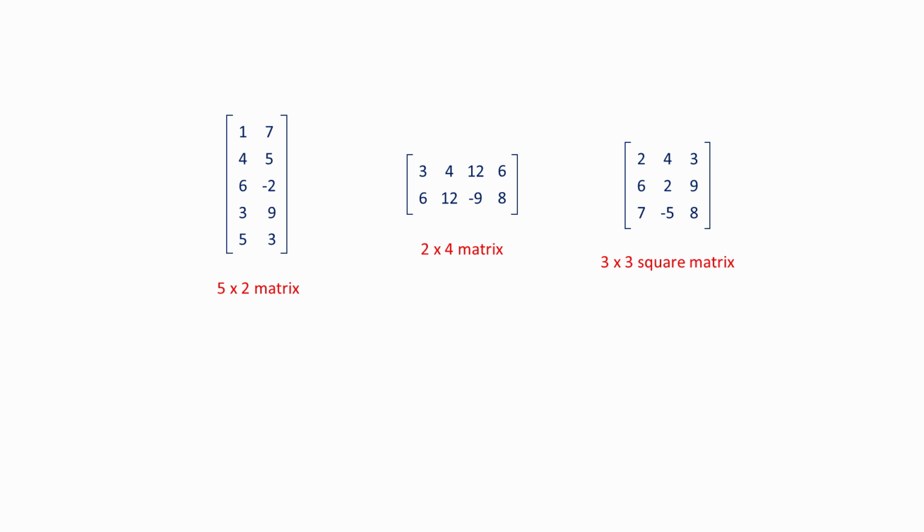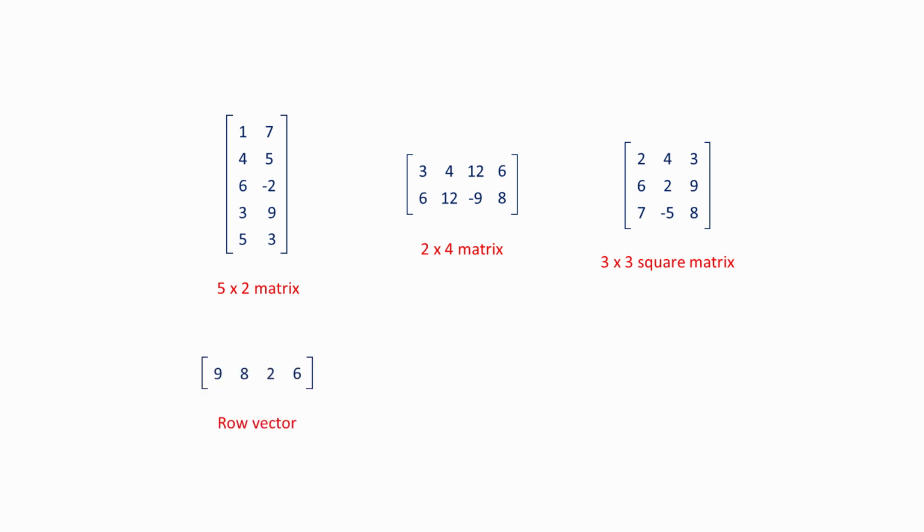This is a matrix. A matrix with m rows and n columns is called an m by n matrix. M and n are known as the dimensions of the matrix. This matrix has 5 rows and 2 columns, so it's referred to as a 5 by 2 matrix. This matrix has 2 rows and 4 columns, making it a 2 by 4 matrix. This is a 3 by 3 matrix. It's also called a square matrix because m and n are the same.